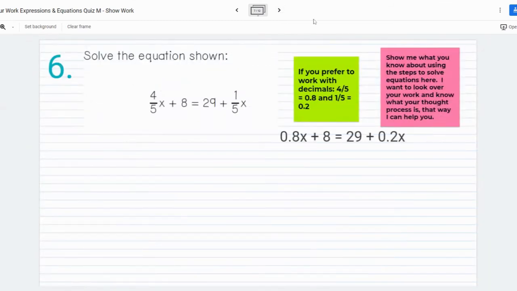Question number 6 says solve the equation that's shown. And again, I took the fractions, I've converted them to decimals for you, and I've written it down here. Again, you're going to draw your line and you want to show your work. Step by step, I want to rearrange these numbers, these constants and variables, so that I have variables on one side, constants on the other, and I can work it to where I get x by itself so that I can figure out what x is.